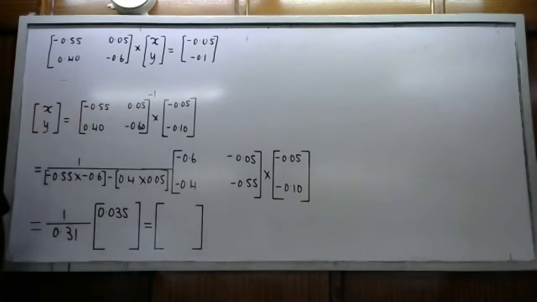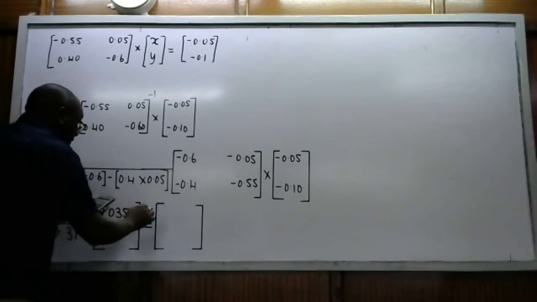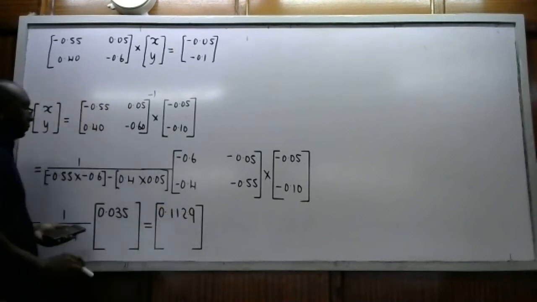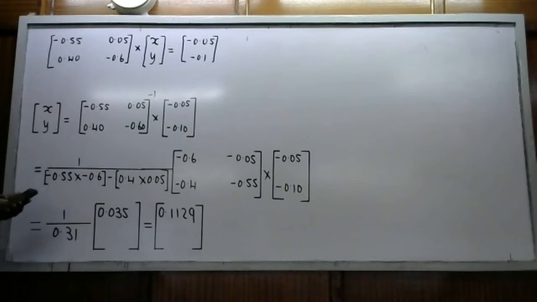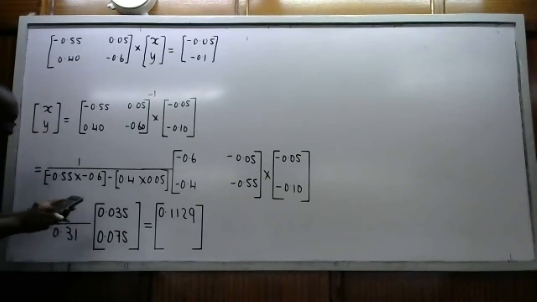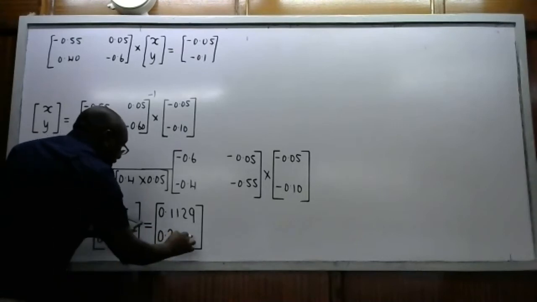Combine. So that one I divide by 0.31. And if I use 4 decimals, I will record 0.1129. Then for the other one, minus 0.4 times minus 0.05 plus minus 0.55 times minus 0.1 is 0.075. You divide by 0.31 again to 4 decimals.